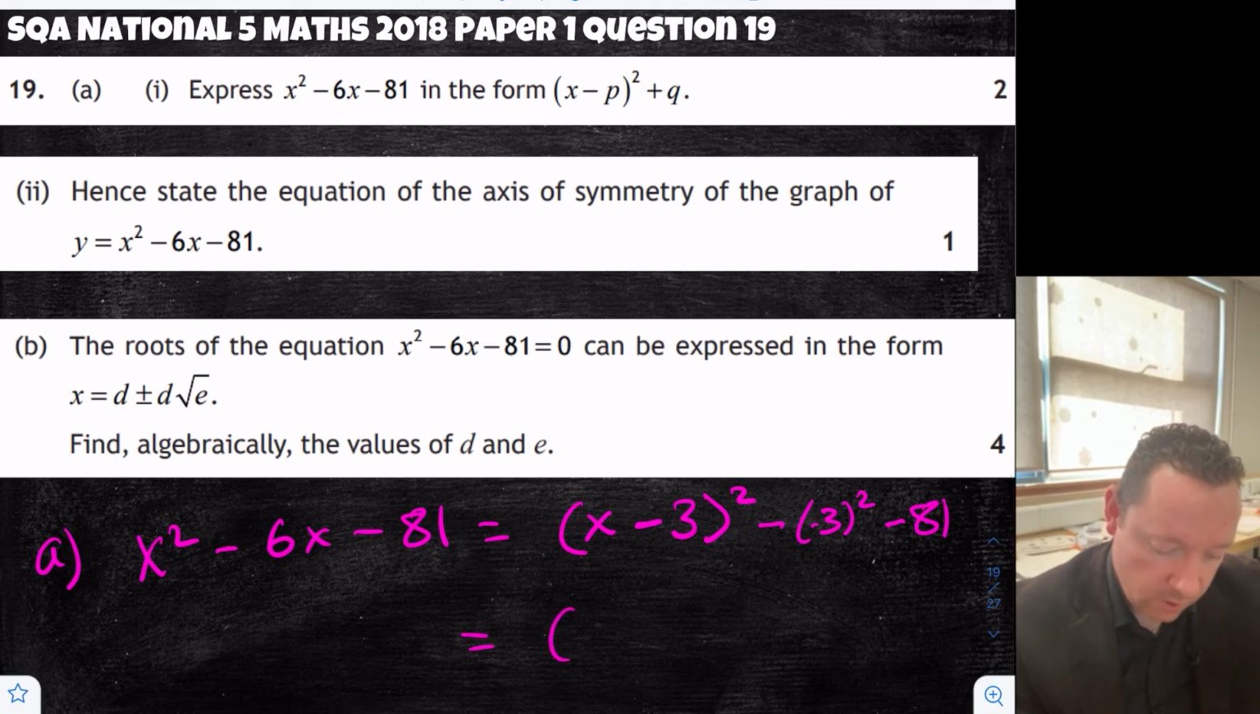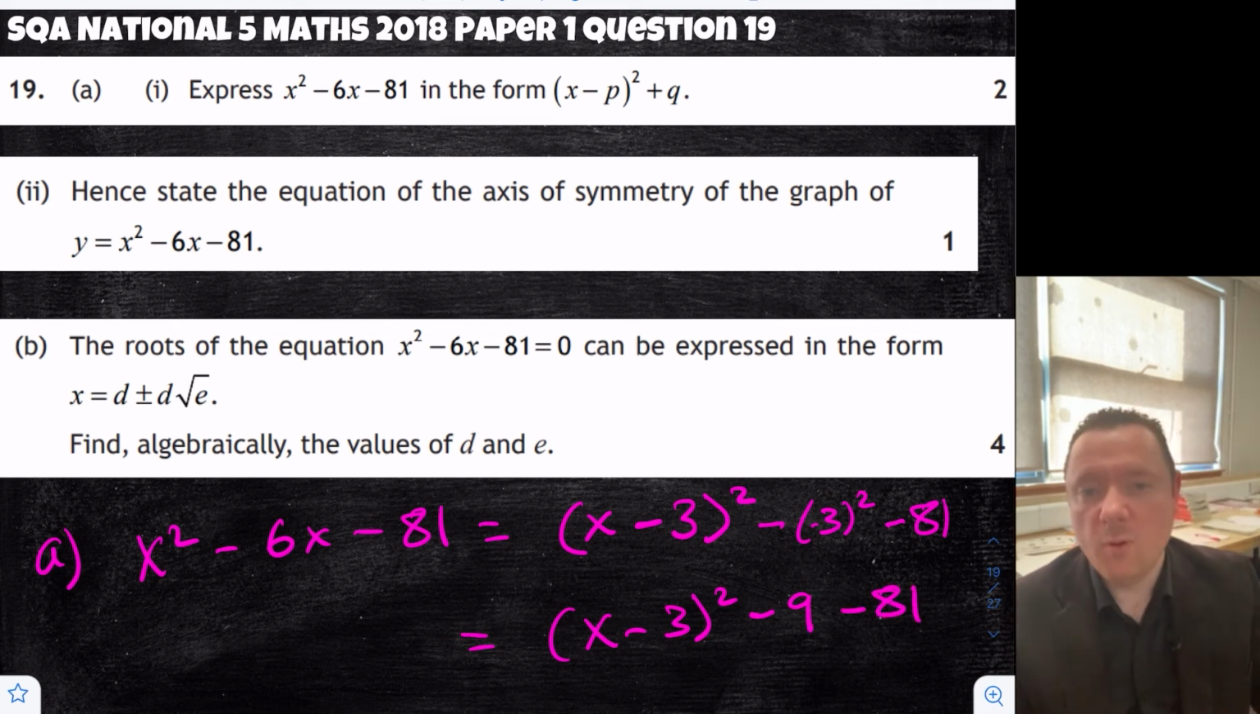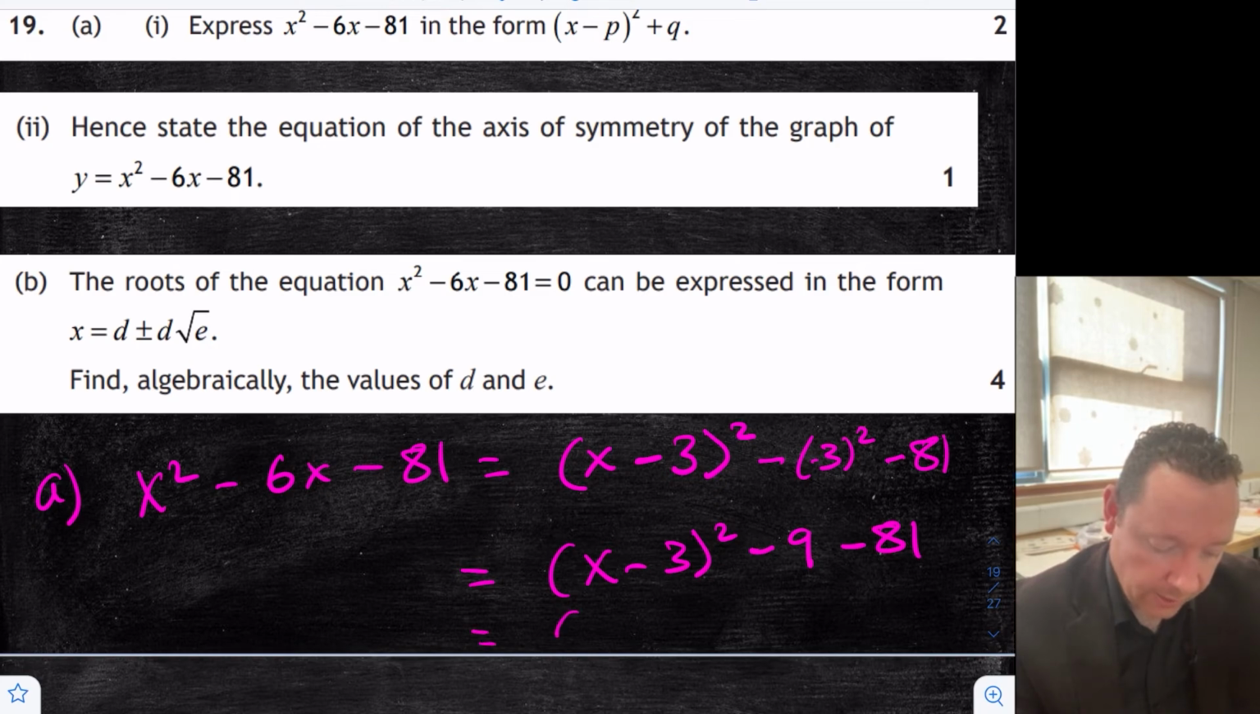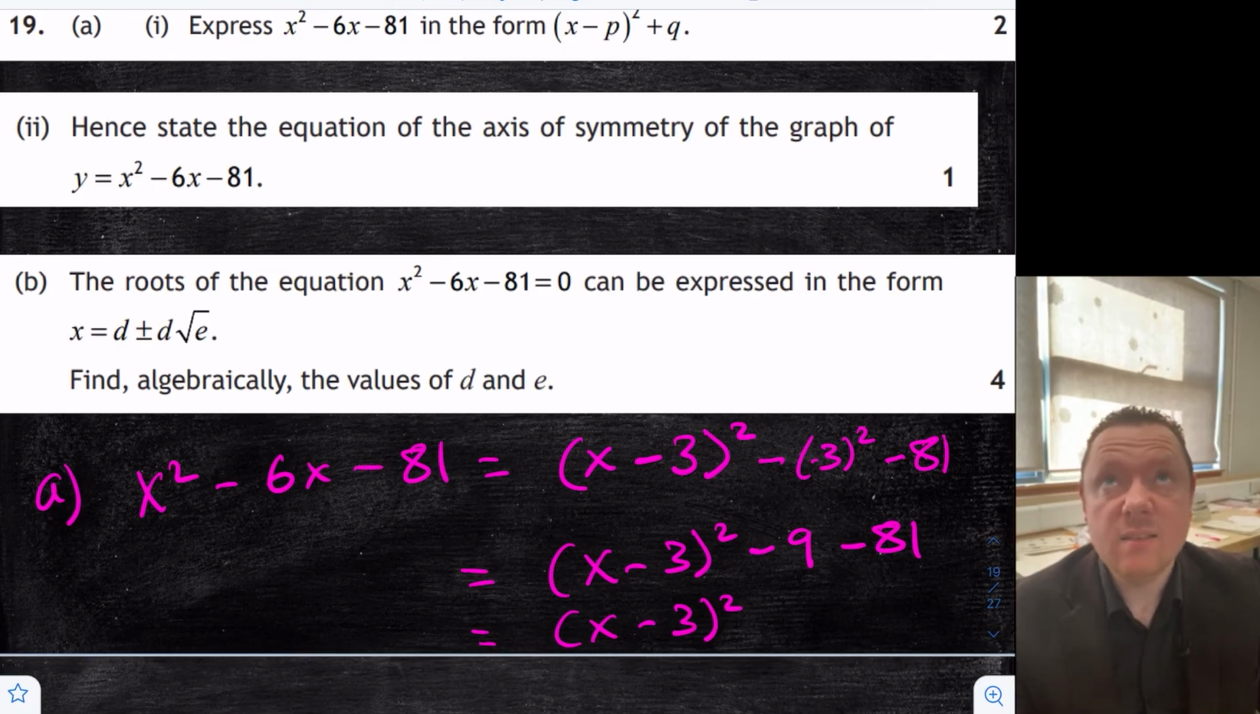So that gives me x minus 3 squared. 3 3s are 9, so it's take away 9, take away 81, because I'm over by 9 basically. So that gives me x minus 3 squared minus 9 minus 81. That's minus 90. And we're done there.